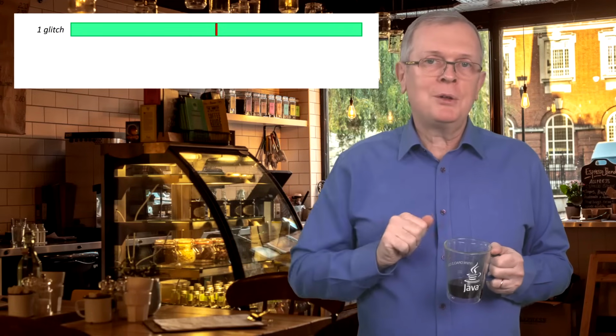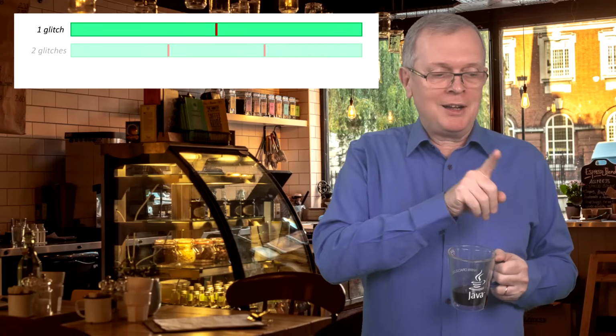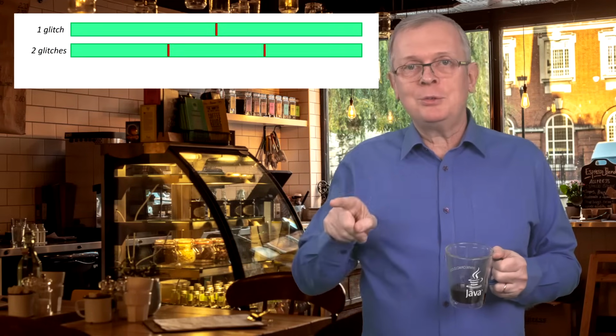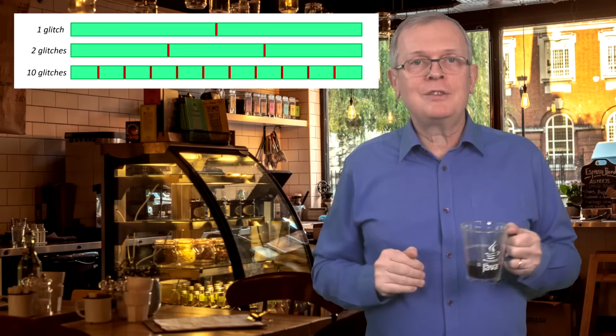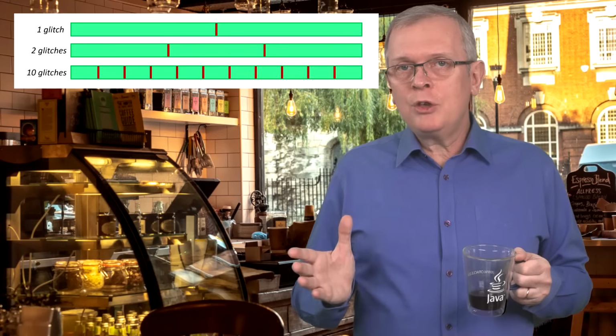How are we going to distribute these glitches in a list? We are going to distribute them evenly, in the middle of the list. No glitch at the beginning, nor at the end. So one glitch makes it in the middle, two glitches are at 1/3 and 2/3, and 10 glitches, well, it looks like that. Now, the use cases we are going to consider are the following.